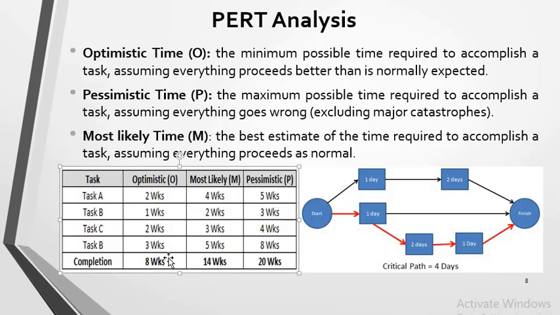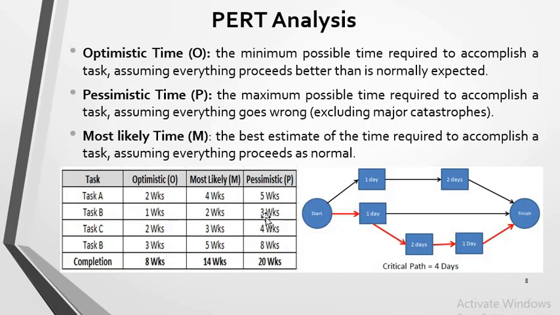Optimistically, we would say that it would complete in 8 weeks. Most likely, under normal circumstances, we would say that it would complete in 14 weeks. And pessimistic time period would be 20 weeks. And this is how we calculate, in this figure, the critical pathway for each task.